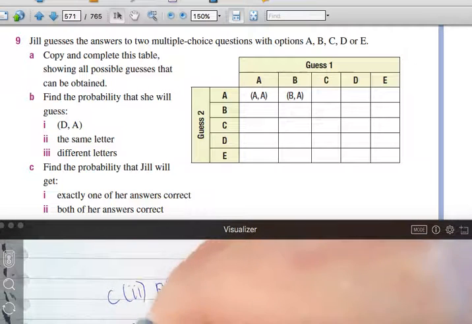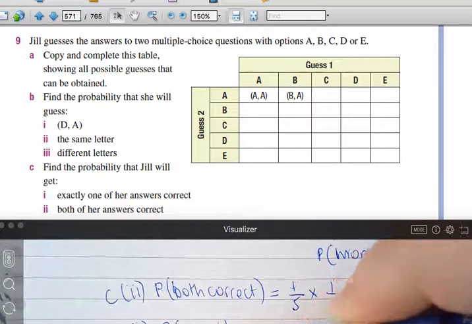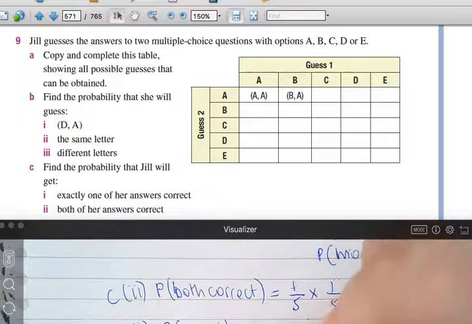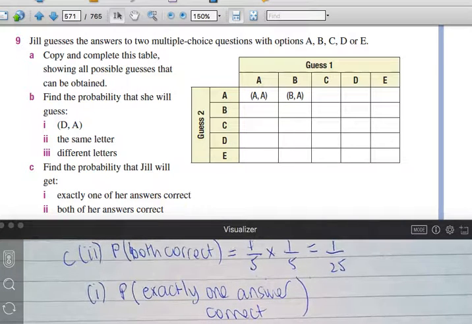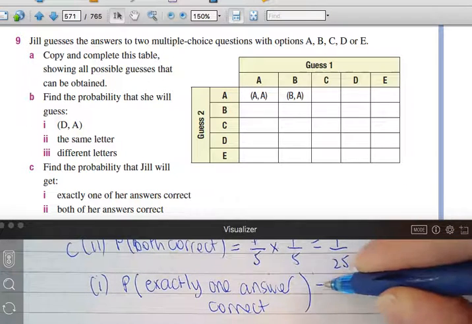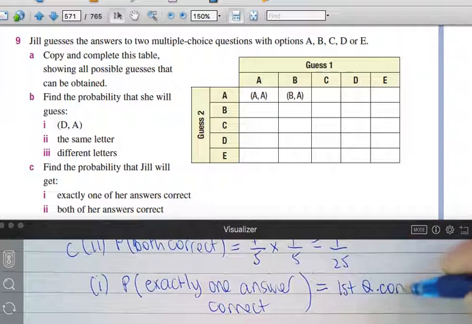But what's the probability that she only gets exactly one answer correct? So exactly one answer correct. Now, if she wants to just get one correct, couldn't she get the first one correct and the second one wrong? Or the first one wrong and the second one correct? Is that true? So if she gets exactly one correct, she could get the first question correct and the second question wrong.